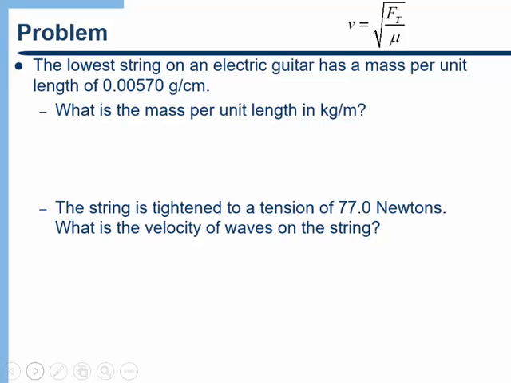Why don't you go ahead and pause the video and just do this one example problem. Okay, let's go through this together. It says the lowest string on an electric guitar has a mass per unit length of 0.00570 grams per centimeter. What's the mass per unit length in kilograms per meter?